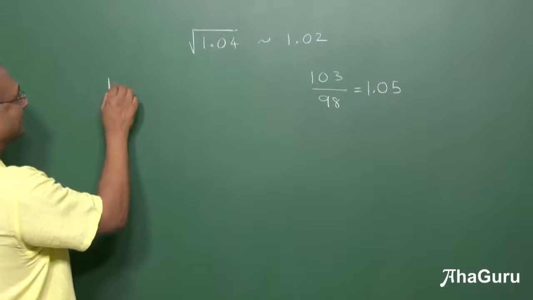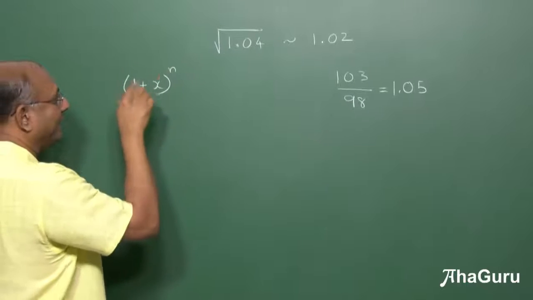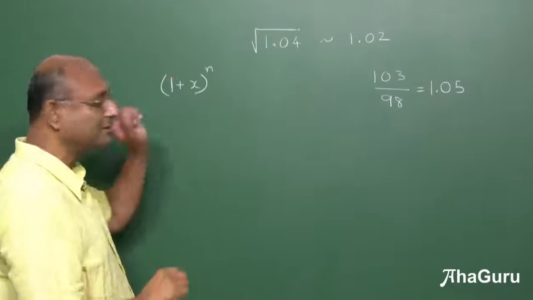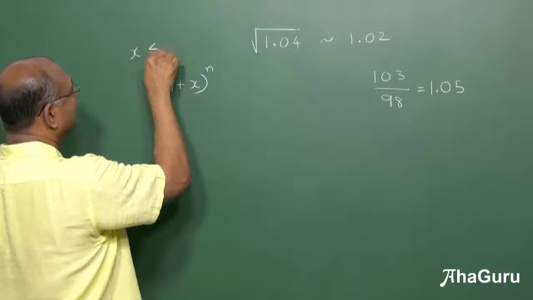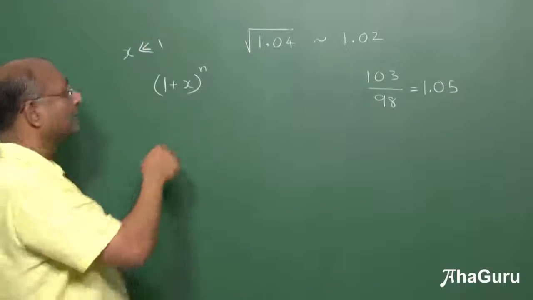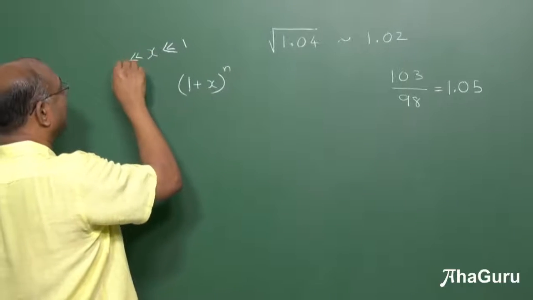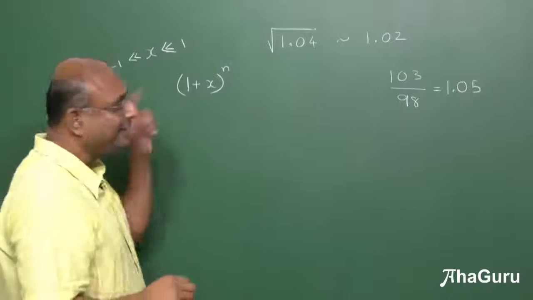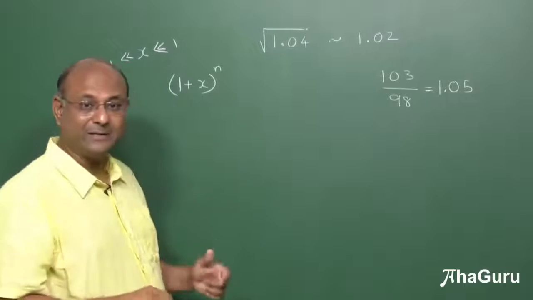And the formula is (1 plus x) to the power of n. x is a small number, x has to be small. Okay, so we write it like this: x very much less than 1, double less than 1. And it should also be greater than minus 1. So x can be negative, it can be minus 0.3. It can be plus 0.3.